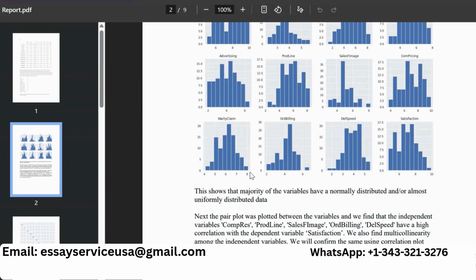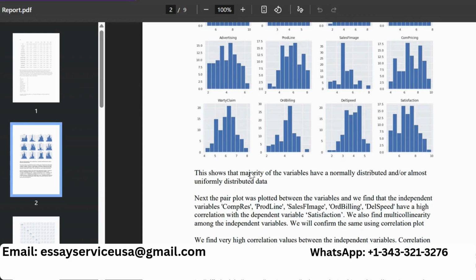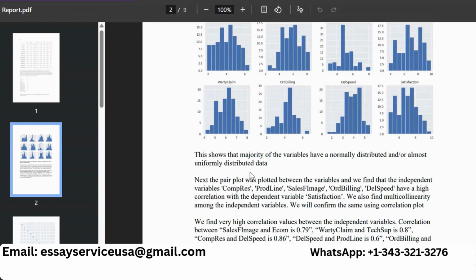Through this, I found several variables were highly correlated, such as complaint resolution and delivery speed, warranty claim and tech support, Salesforce image and e-commerce performance. I also found clear multicollinearity among independent variables. In business terms, this would mean that many features are telling us the same story, making the model unnecessarily complex. This is exactly where PCA becomes extremely powerful.